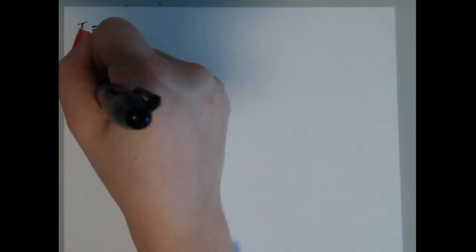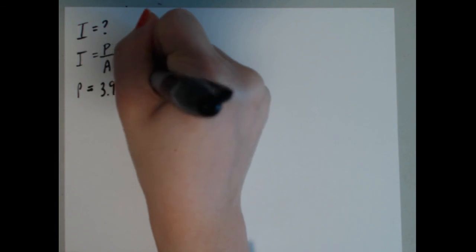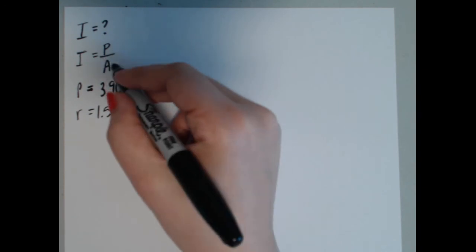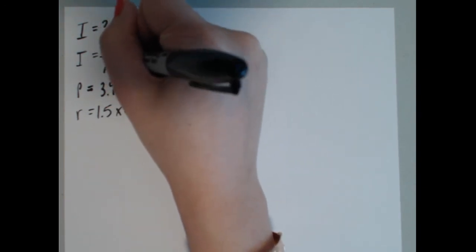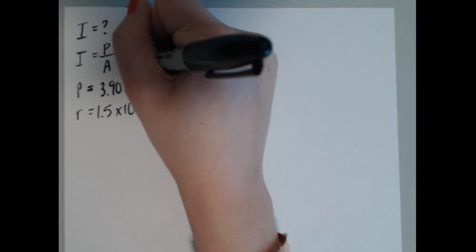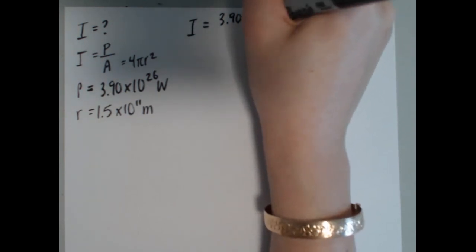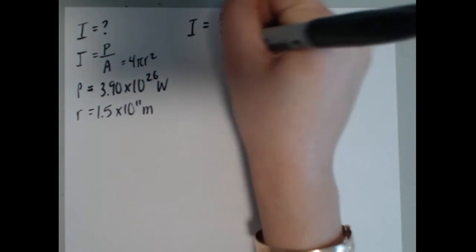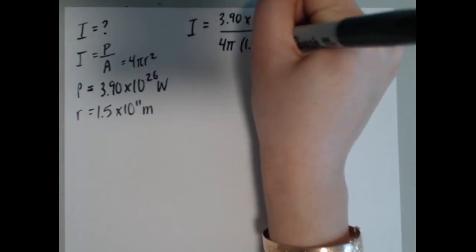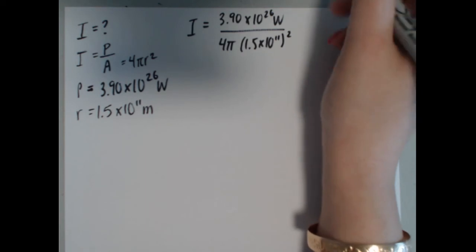We're actually told the power in the question. The sun radiates energy at a rate of 3.90 times 10 to the 26 watts, and the orbital radius r is 1.5 times 10 to the 11 meters. Now, what you already saw on the slide is that the area we're dealing with is that of a sphere, because it's a spherical object, the sun. And so 4 pi r squared is the formula. So I, which is P over A, is 3.90 times 10 to the 26 watts divided by 4 pi times 1.5 times 10 to the 11 squared.